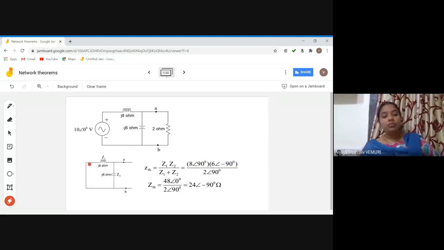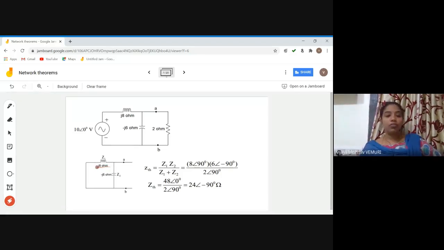Right, so these two are in parallel. Whenever two impedances are in parallel, the combination value is Z1 into Z2 divided by Z1 plus Z2. So what is the value here? It is given as J8 ohms. J8 ohms means you convert it to polar.